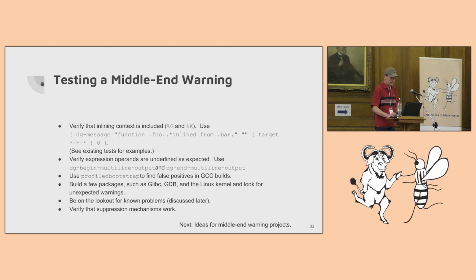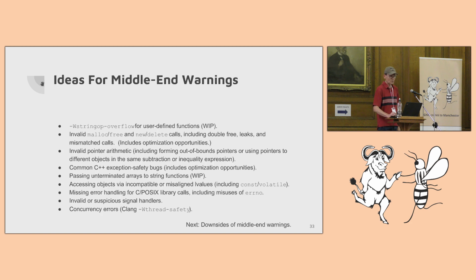Be also on the lookout for known problems that I will discuss later in the implementation and testing of the warning, and verify that the suppression mechanisms that you document or that you want to have working actually work. A few ideas for middle-end warnings to implement.